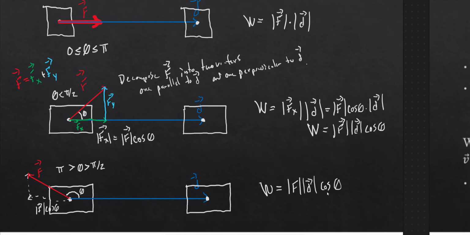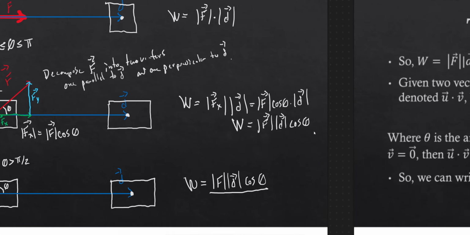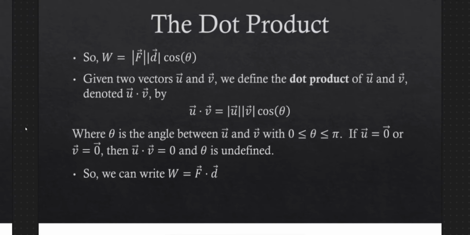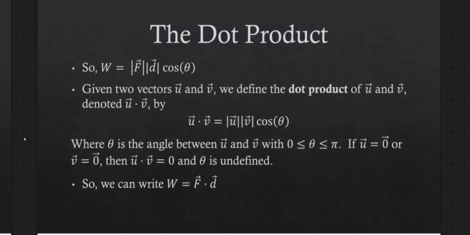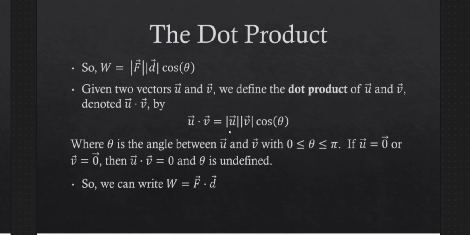We want just an operation that takes two vectors and produces this quantity, which represents the work done. And that's exactly what the dot product is. We define the dot product. This is our definition: u v cosine theta, where theta is the angle between them, between 0 and pi.